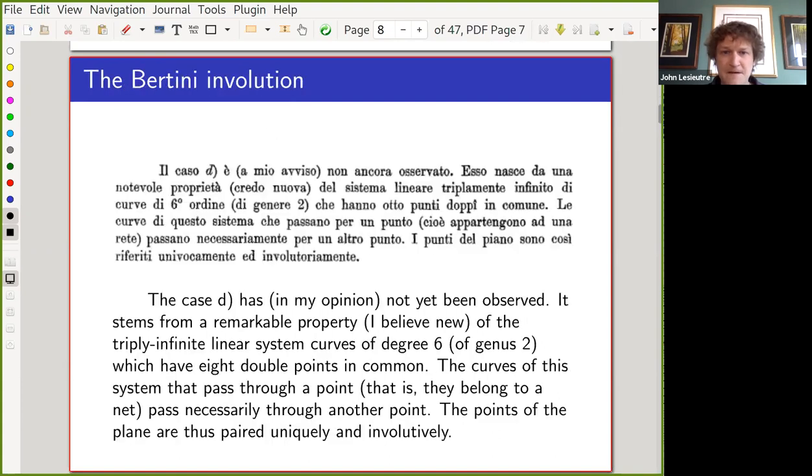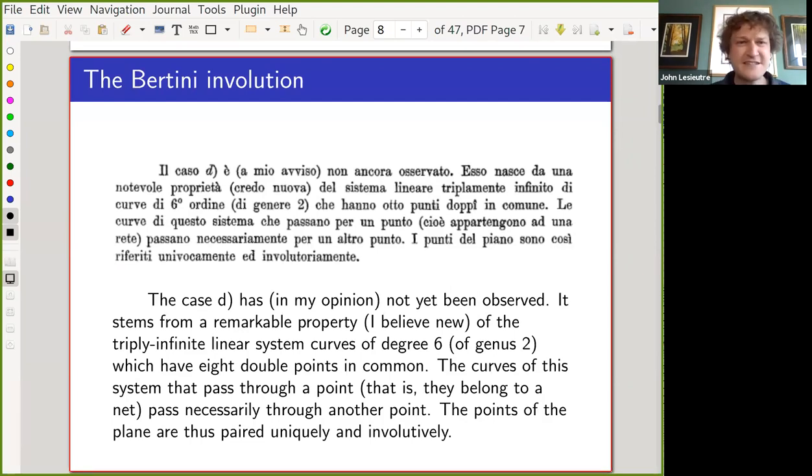Okay. So this is based on the Bertini involution. I'm trying to give a synthetic construction here, so I think having a very concrete definition of the Bertini involution is going to be helpful. So here's how Bertini describes it. He says, let's say you're in P2 and you have 8 points. So you can look at the linear system of all degree 6 curves that are double at the 8 points.